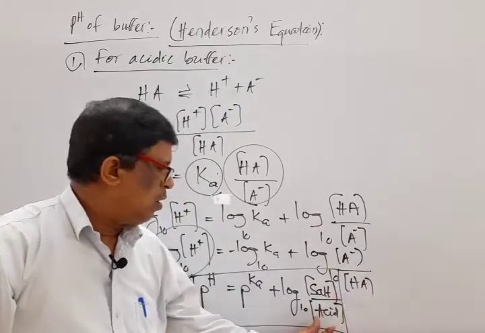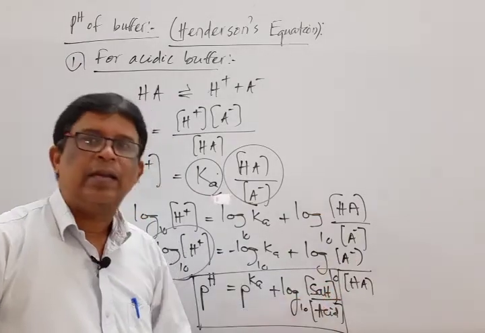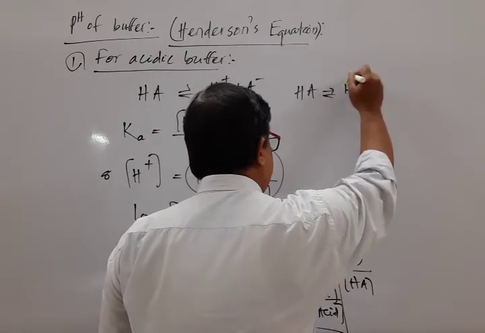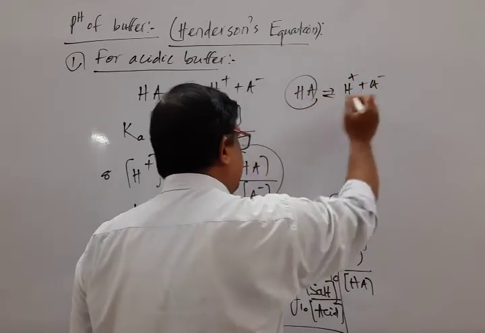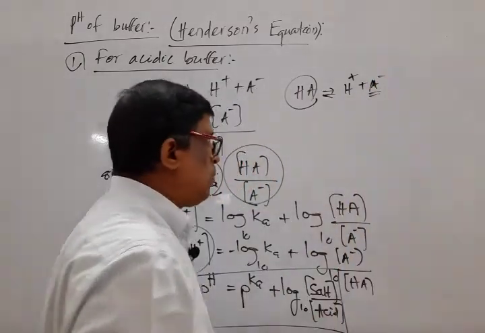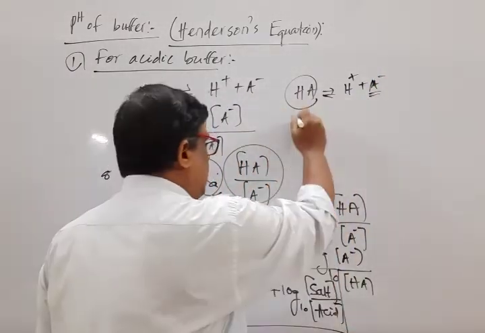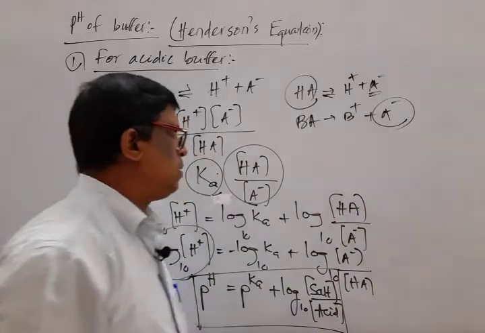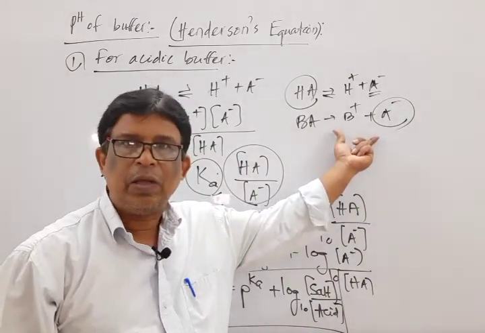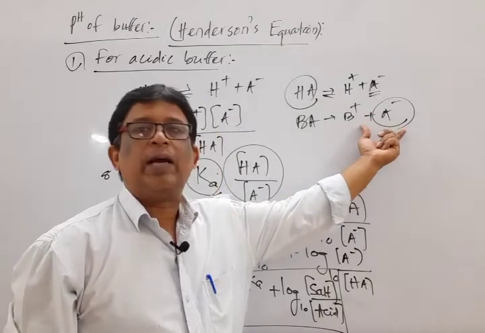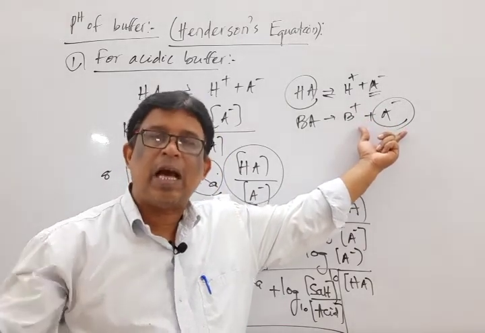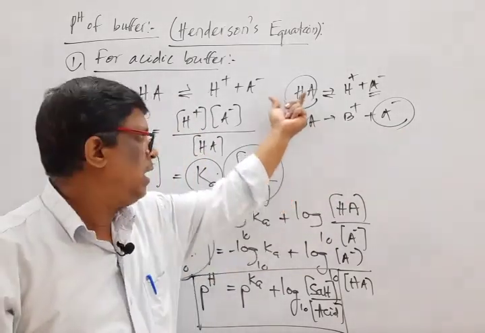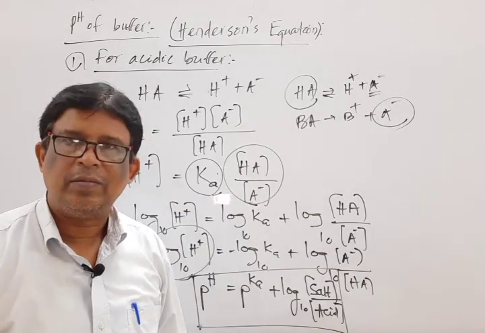Mark that, HA is the symbol for acid. Then A⁻, I write, that is salt. Because here observe that the acid breaks down to H⁺ and A⁻. As it is a weak electrolyte, the fraction of A⁻ obtained from the weak acid is very low. But as the salt is a strong electrolyte, it is completely ionized and gives the maximum fraction of A⁻. So whatever total concentration of A⁻ is available in the solution, that concentration is taken as the concentration of the salt rather than the concentration of the acid.